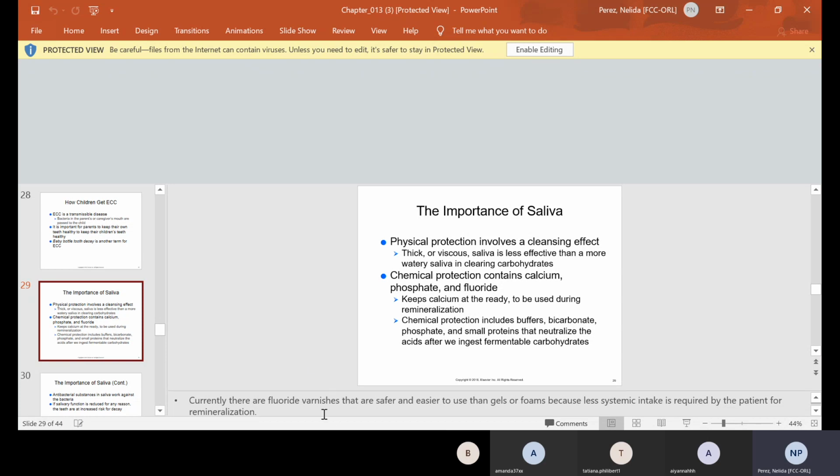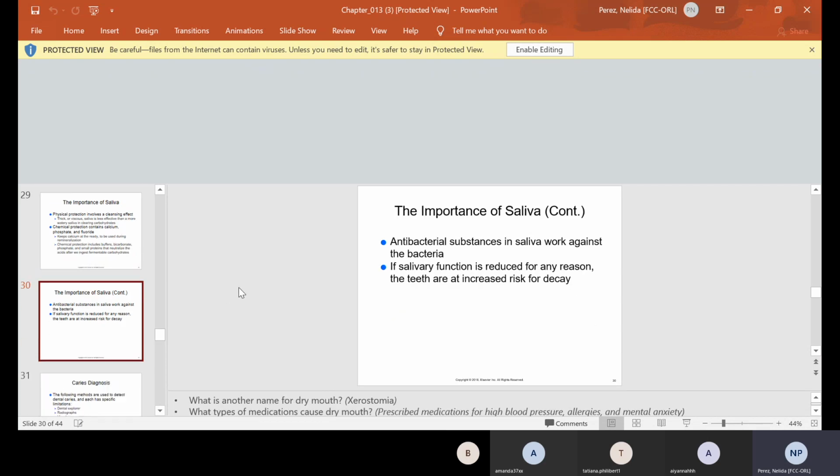Currently there are fluoride varnishes that are safer and easier to use than gels or foams, because less systemic intake is required by the patient for remineralization. Antibacterial substances in saliva work against the bacteria. If salivary function is reduced for any reason, the teeth are at increased risk for decay.